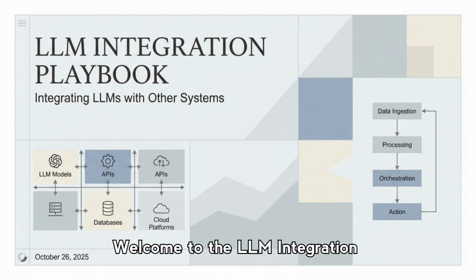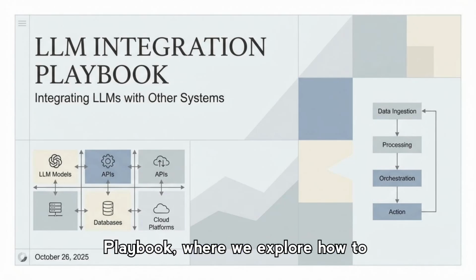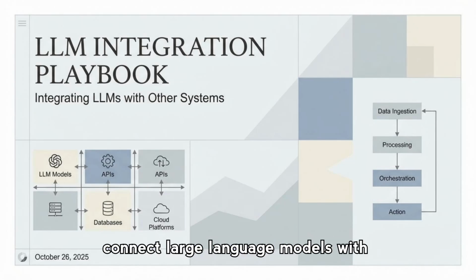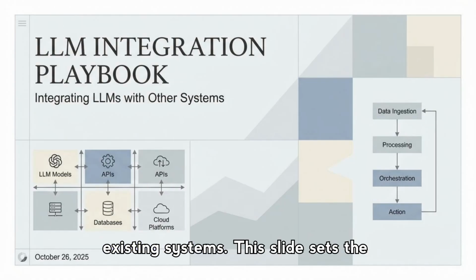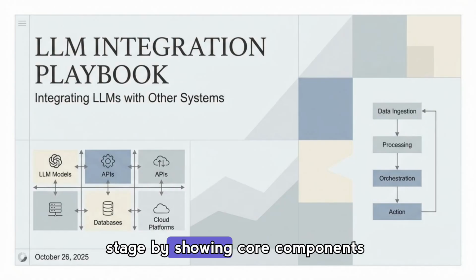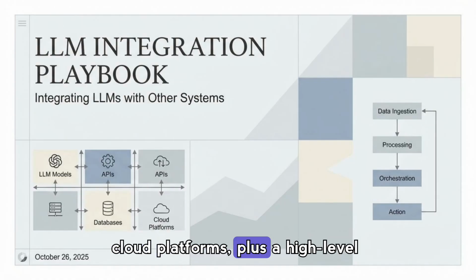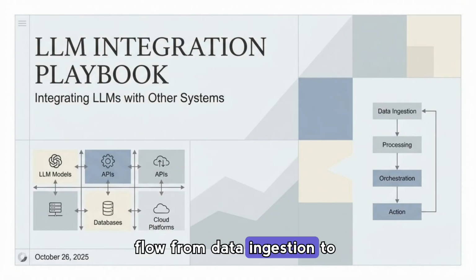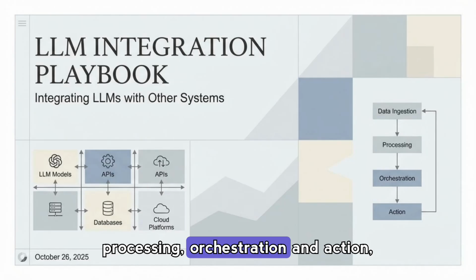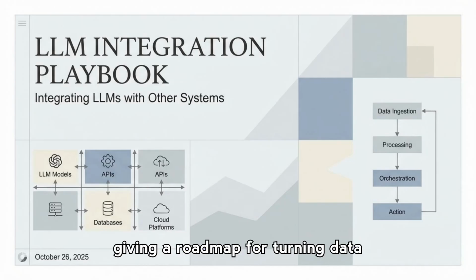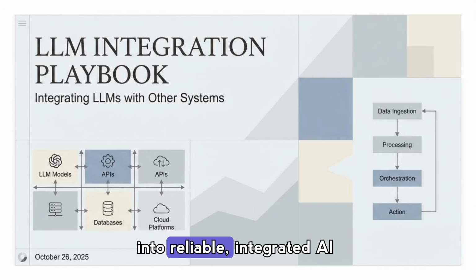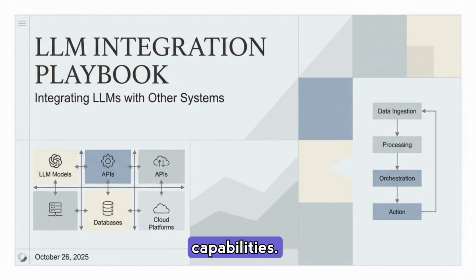Welcome to the LLM Integration Playbook, where we explore how to connect large language models with existing systems. This slide sets the stage by showing core components like models, APIs, databases, and cloud platforms, plus a high-level flow from data ingestion to processing, orchestration, and action, giving a roadmap for turning data into reliable, integrated AI capabilities.